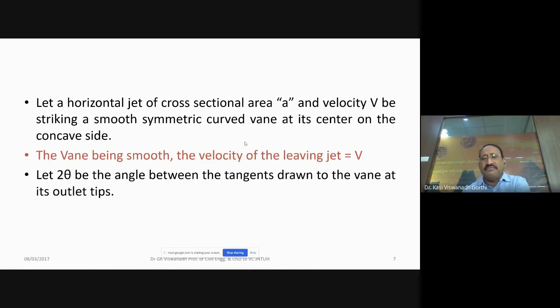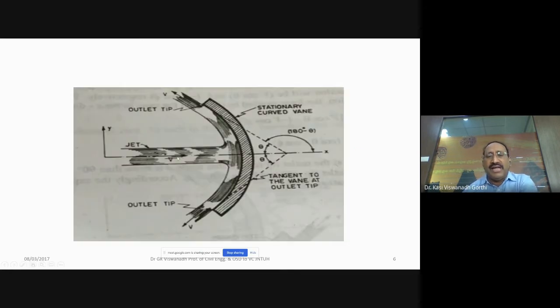Let us go back once again to the figure. The liquid jet with a velocity V is striking at the center, and if you assume that there are no impact losses and no frictional losses, since the surface is so smooth, then the liquid jet glides smoothly over the vane and leaves with the same velocity V. It is leaving with the same velocity V, but the direction is changed.